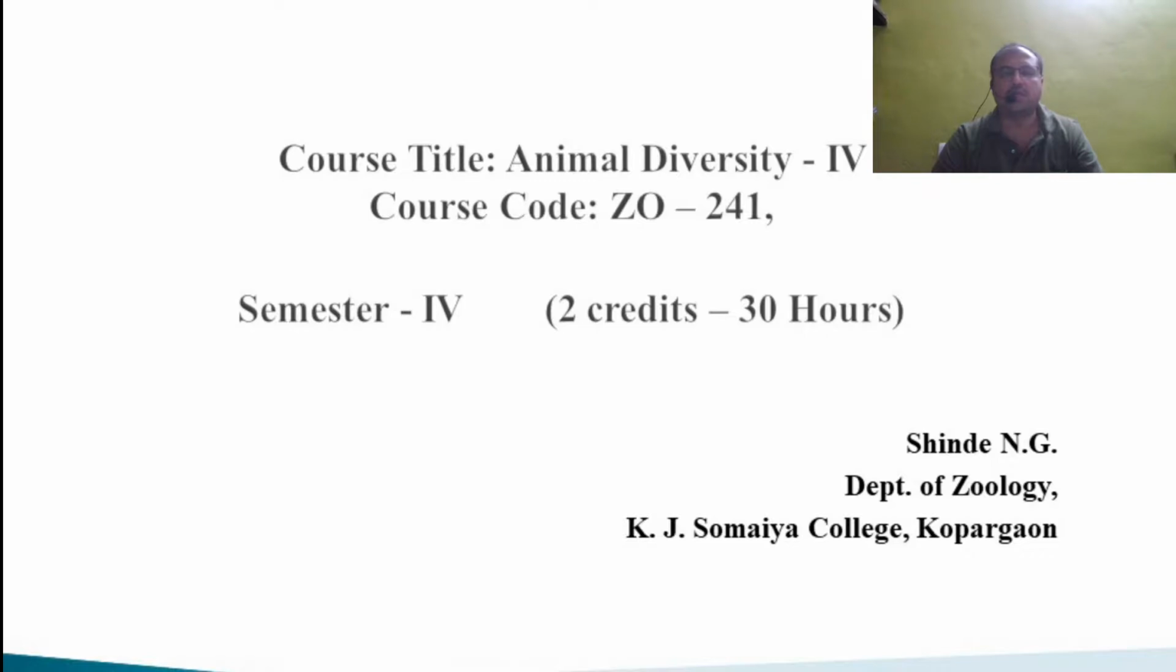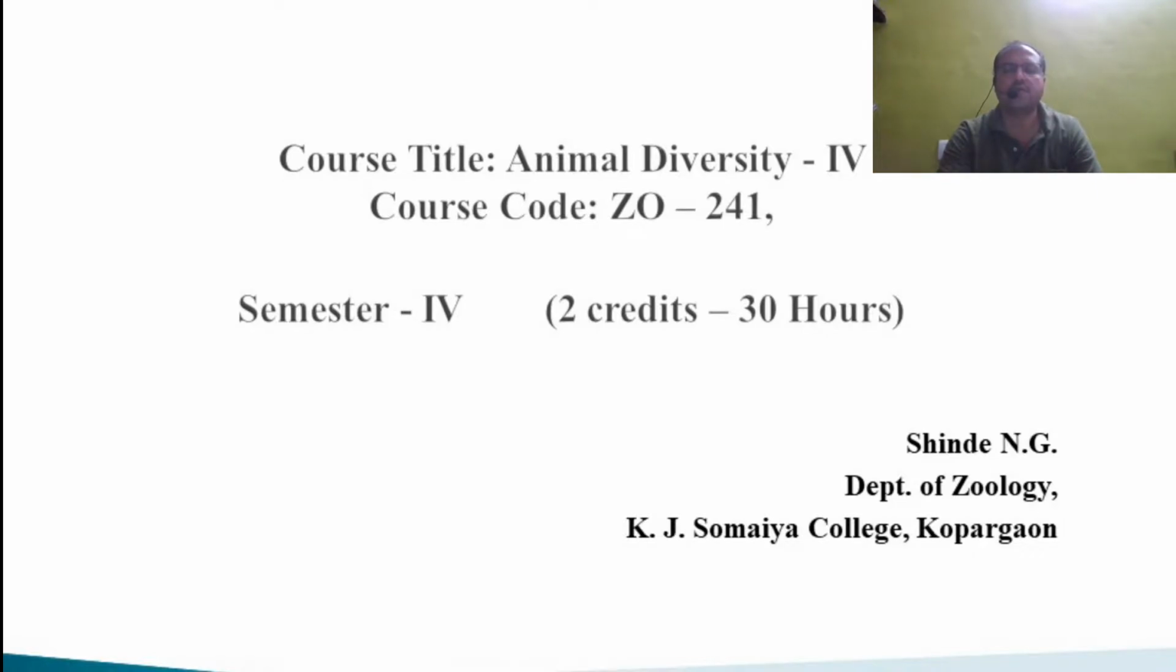In today's lecture we will discuss the syllabus of Animal Diversity 4. This paper is for semester 2nd, second year BSc Zoology students. The course code of the paper is 241 and it is for 2 credits. So let's see the content of the paper.